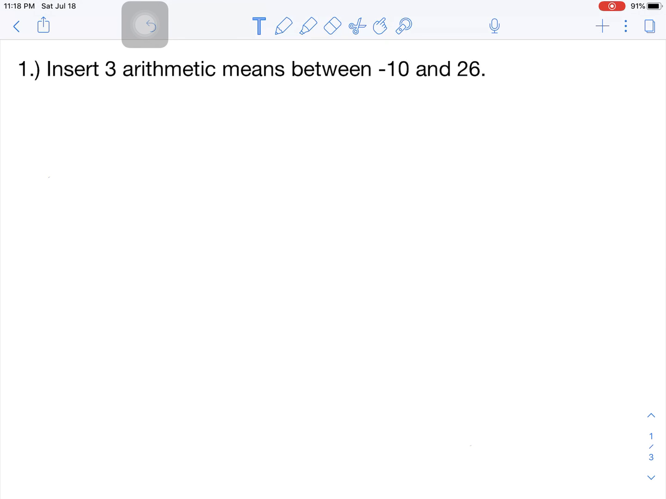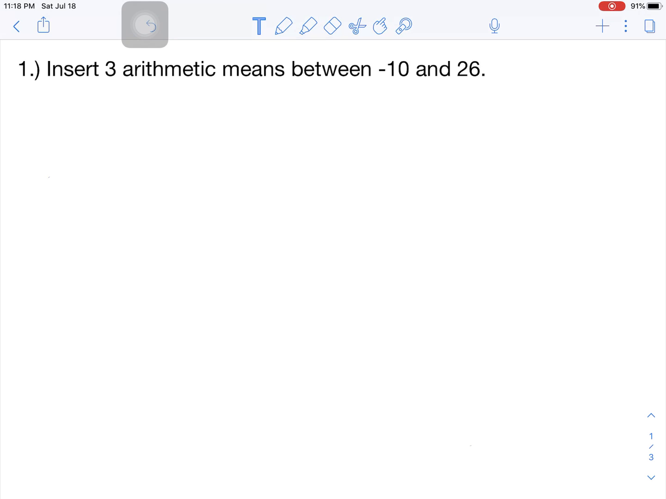Hi guys! Sa previous video, pinag-aralan natin yung pag-insert ng arithmetic mean between two numbers. Isa lang yun, no? Dito, mag-aaral tayo kung paano mag-insert ng more than one. Let's have our first problem. Insert three arithmetic means between -10 and 26.